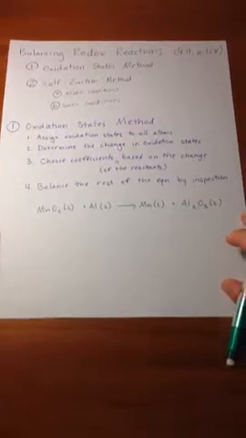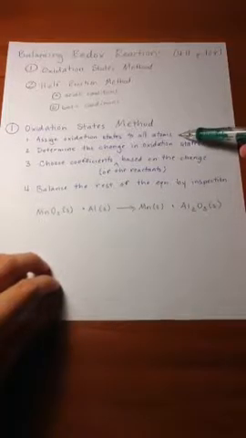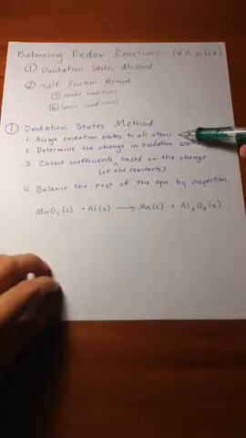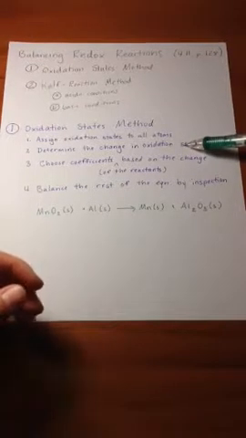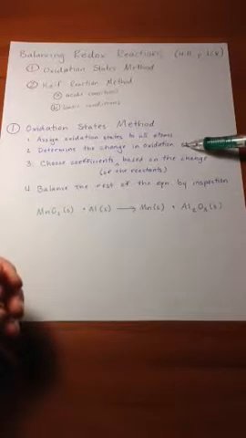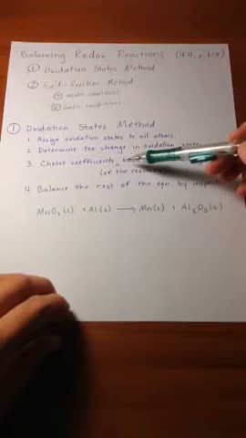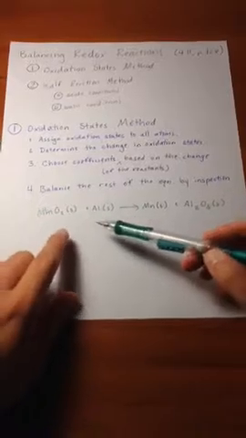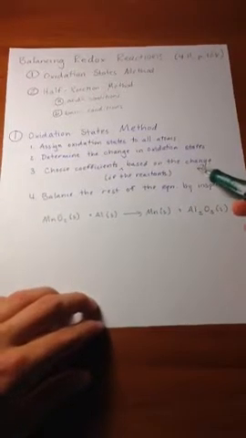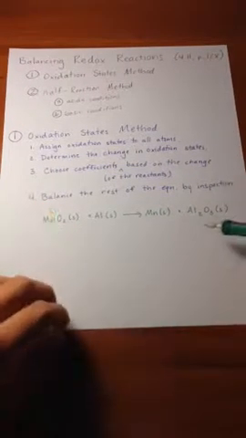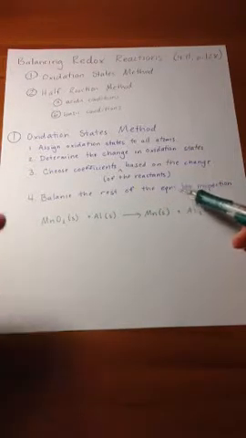So in the oxidation states method, these are the steps you want to follow. First, just as we've been practicing, you want to assign oxidation states to all atoms. Then, once we assign the oxidation states, we want to determine how they've changed. We want to see which species have been reduced and which have been oxidized. And then based on those changes, we're going to choose coefficients for our reactants based on however much our oxidation state changes. Step 3 will make more sense here in a minute. And then once we complete step 3, the rest of the equation we can balance purely by inspection.